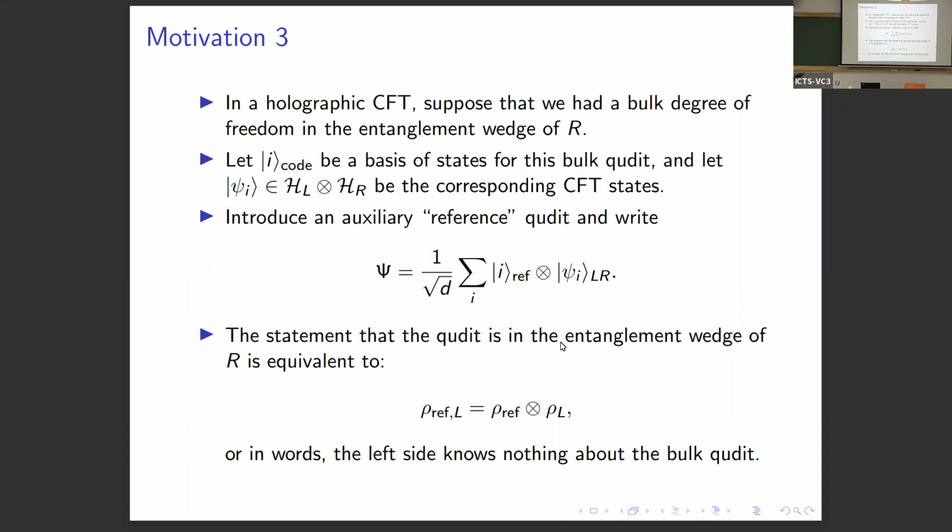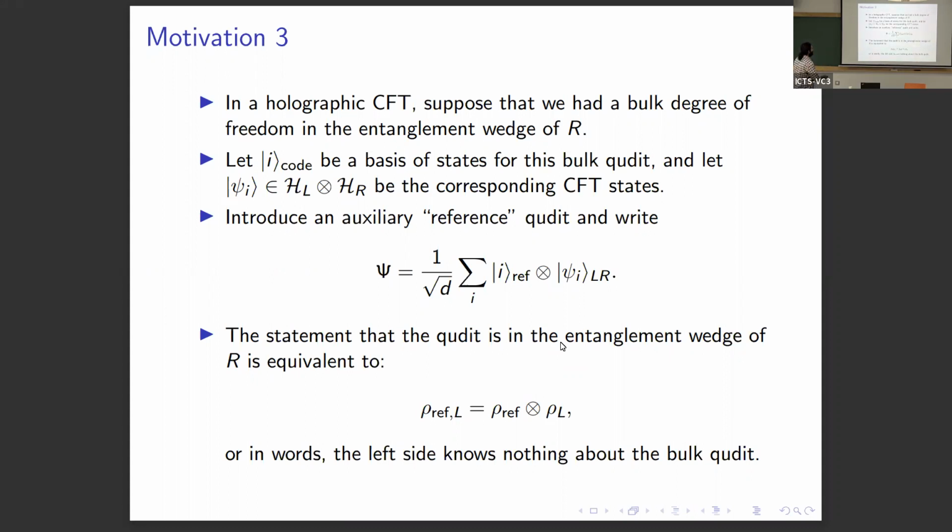Okay. Now the statement that this qubit is in the entanglement wedge of, let's say, the right system is equivalent to the statement that the left system knows nothing about the reference qubit. That is because this reference qubit is maximally entangled with this bulk qubit, little i. And because it's maximally entangled with this bulk qubit, which is in the entanglement wedge of R, it couldn't share any entanglement with L. So the left side knows nothing about this qubit.